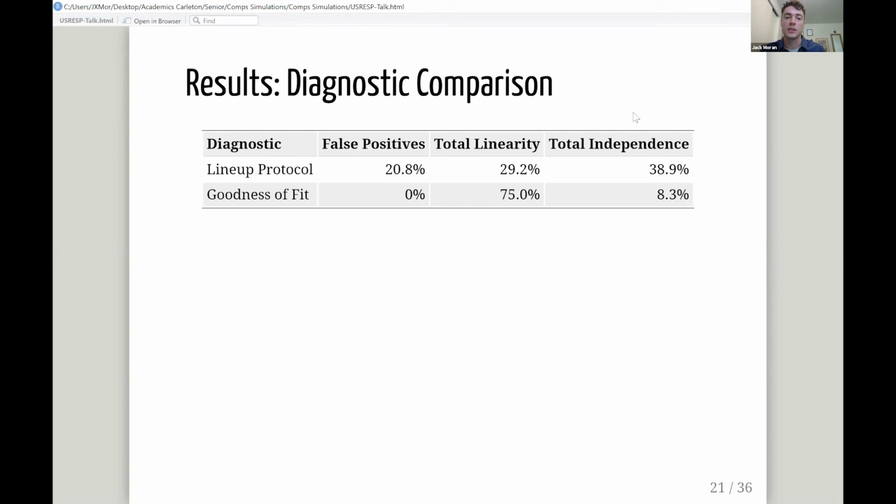And so the lineup protocol had many more false positives than the goodness of fit. So there was a high type 1 error. Compared to the goodness of fit, the lineup protocol performed worse at detecting linearity violations in data, but it performed better than the goodness of fit test at detecting independence violations in data. And so that's how it compares to quantitative diagnostics.